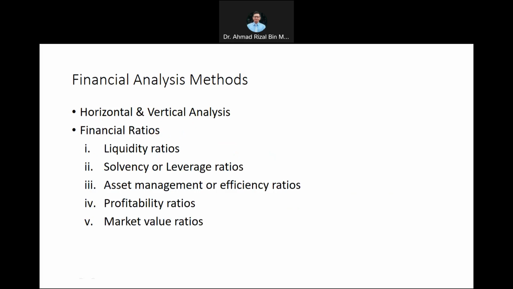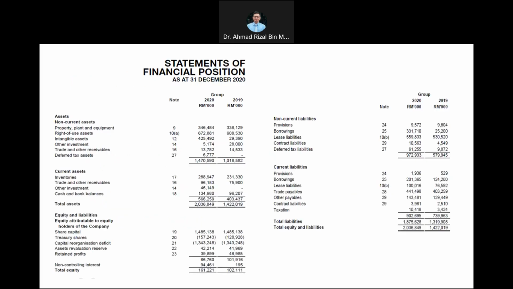Now, we will start off with the simple and basic analysis, which is horizontal and vertical analysis, followed by the financial ratios. Financial ratios are commonly used by various users. And for this course, we will cover 5 categories of financial ratios: liquidity, solvency or leverage, asset management or efficiency, sometimes called activity ratios, profitability, the most famous ratios, and finally market value ratios.